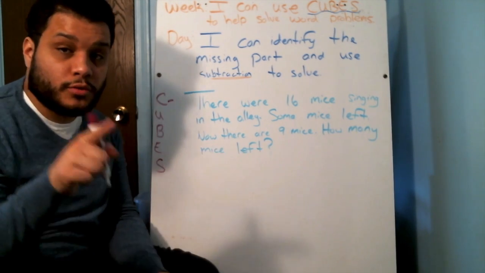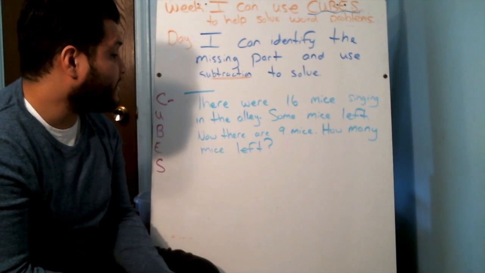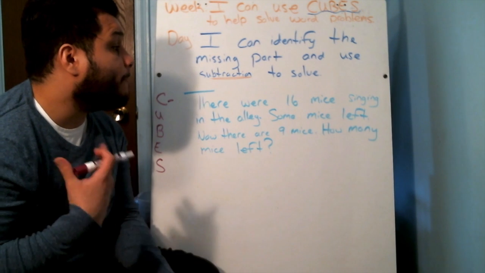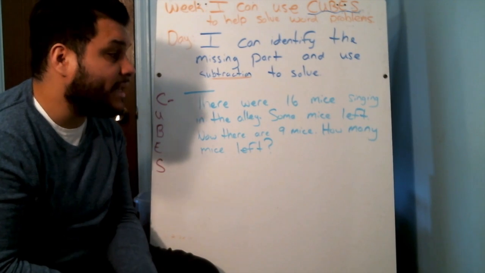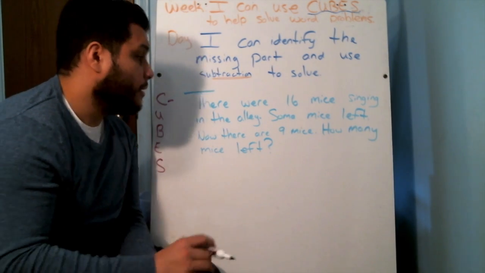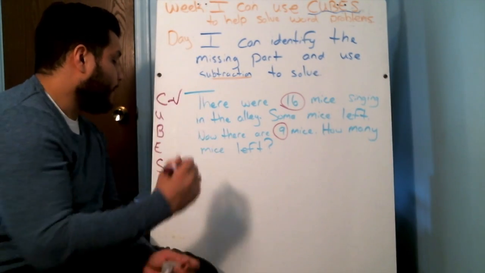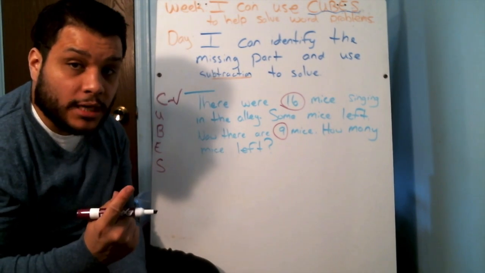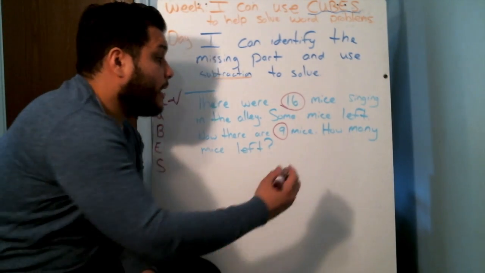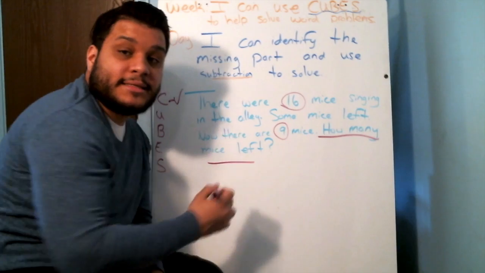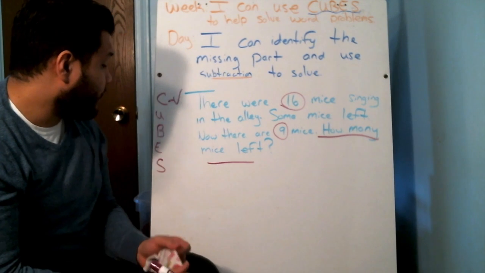My C is still the same. I'm still going to circle the numbers. There were 16 mice singing in the alley. Some mice left. Now there are 9 mice. How many mice left? What are my two numbers? Yes, 16 and 9 are my two numbers. Next thing is my U. Underline the question. I'm going to look for the question word and make sure I find the question mark. How many mice left? That is what I'm trying to identify today, the missing number.